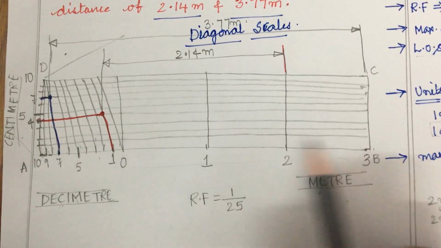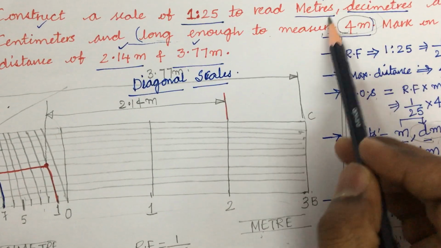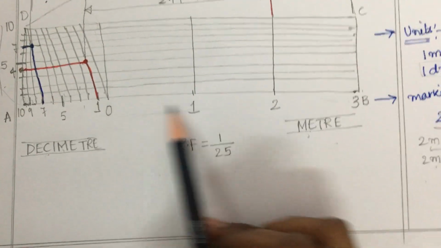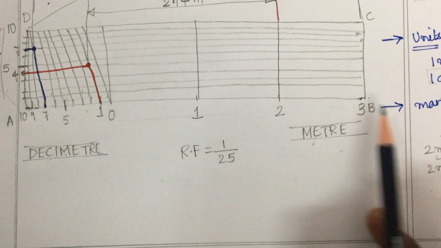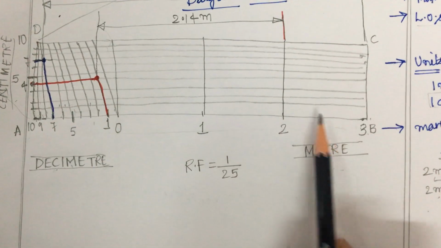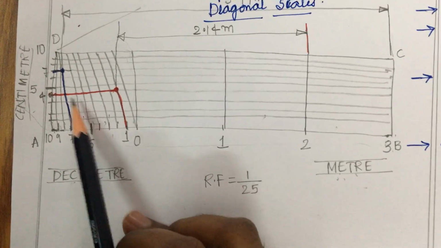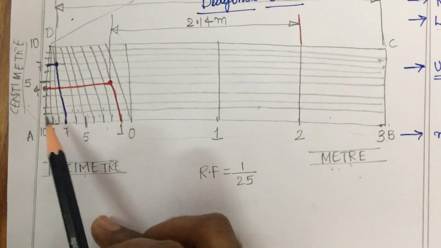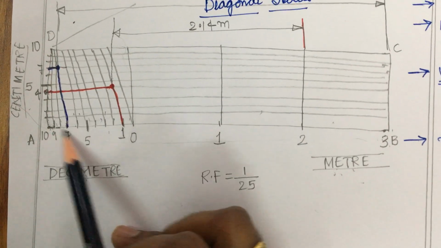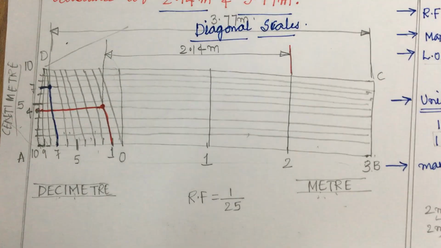Draw the rectangular box, and it is given long enough to measure up to 4 meter. So that should be read to 4 meter, including this box. This is 3 and this is 4 meter. Write down the meter to the main unit, and the subdivision is decimeter and subdivision is centimeter. Later draw the diagonals to this AD line and plot the marking distance, dear students.